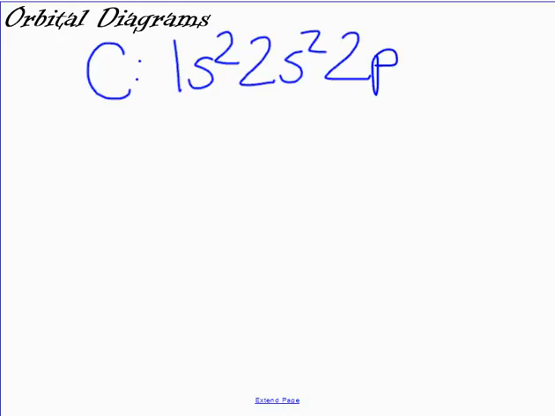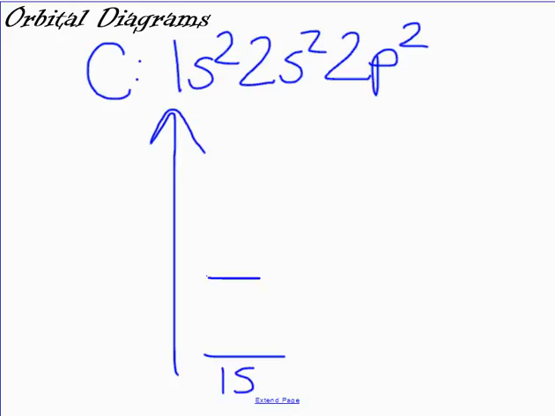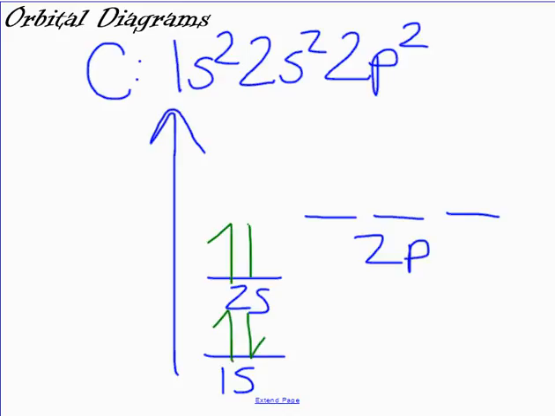I'm going to do carbon, which has the electron configuration of 1s2, 2s2, 2p2. So I'm going to draw my arrow for energy. 1s is my first orbital, 2s, and then I have 2p. And I'm going to draw my electrons in 1s, 1 up, 1 down, 2s, 1 up, 1 down.